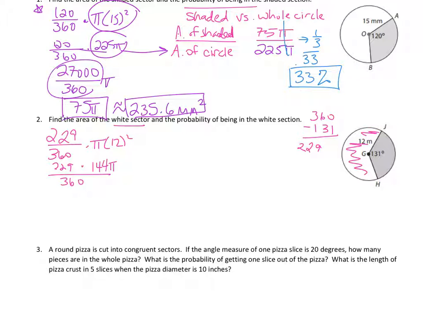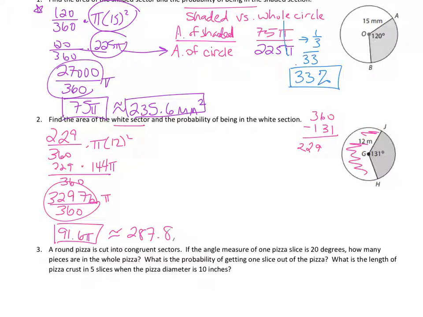If we multiply the top all together, that gives us, let's see, 32,976 pi over 360, and I'll reduce your fraction or divide it, and we get 91.6 pi. So there's our exact answer, and if I type that in to multiply by pi, we get 287.8 meters squared. So that would be your non-exact answer.